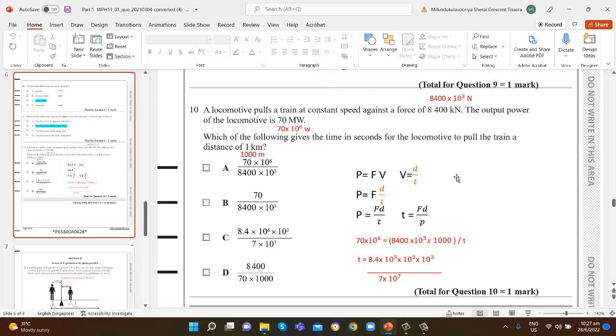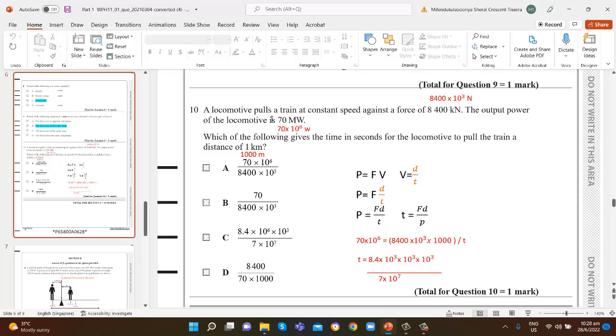Now go to number 10. A locomotive pulls a train at constant speed against a force of this. The output power of the locomotive is 70. Some children are finding out what a locomotive is. I don't know locomotive, so they don't read the rest and try to understand. If you don't know the word, leave it out and read the others. These words are given for you to make sense of the question. If you don't know the word, don't go deep into finding the meaning. Leave it out and read the rest, you can answer.